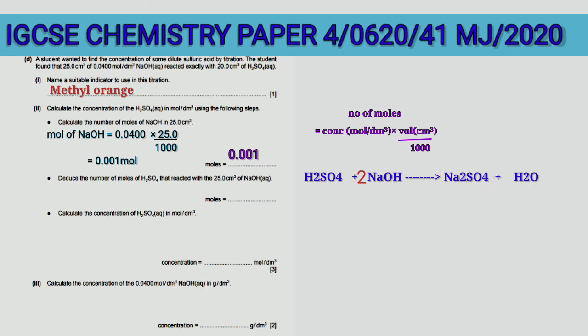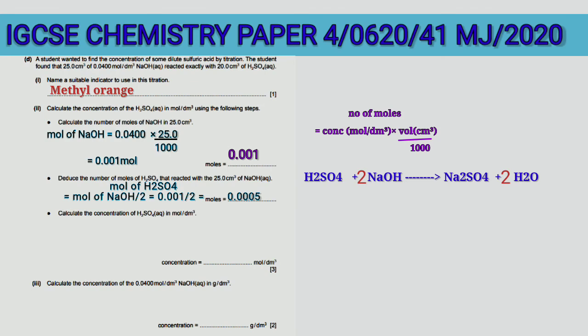To balance hydrogen and oxygen, we write 2 as a coefficient of water. From the equation we can see 2 moles of NaOH require 1 mole of H2SO4. So moles of H2SO4 is equal to half the moles of NaOH, that is 0.001 divided by 2, which on calculation comes to 0.0005.